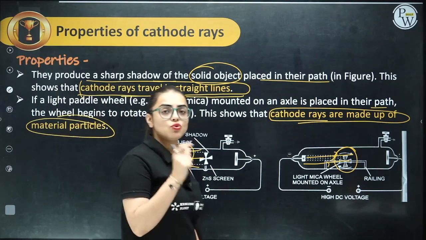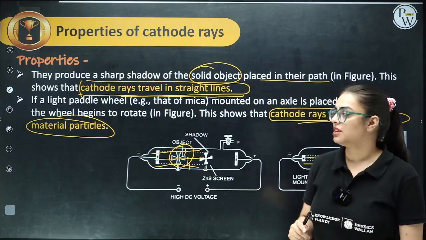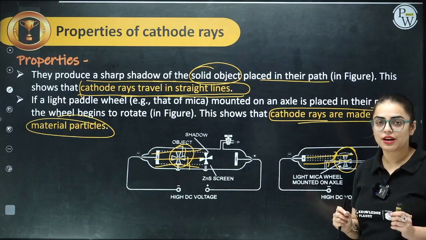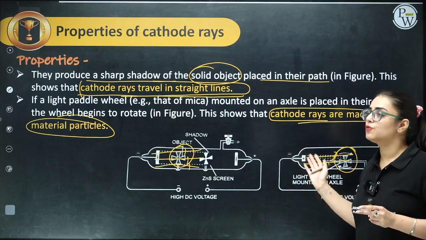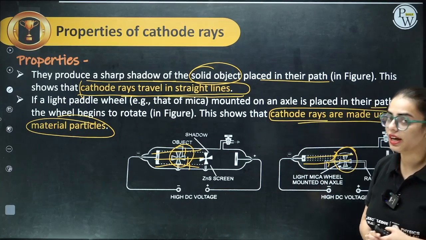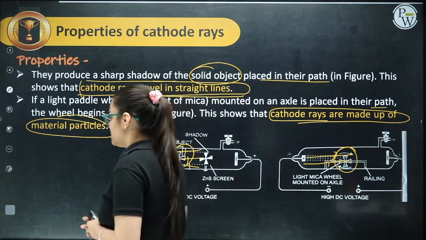So now I guess you know the basic two properties of cathode rays, everybody. The first one is they travel in a straight line. The second one is they are made up of material particles, which are proved through the experiments which I have shown you over here. Everybody please write it down.